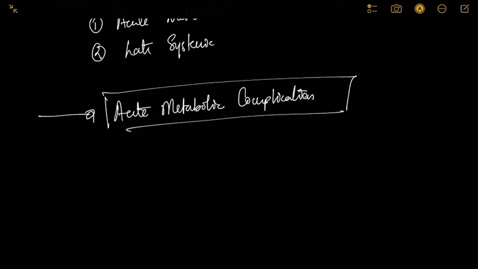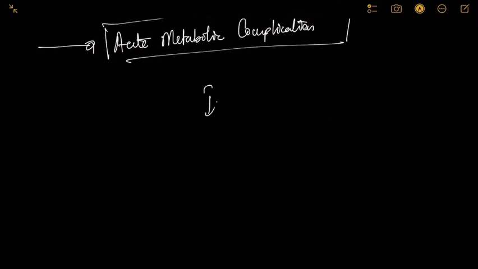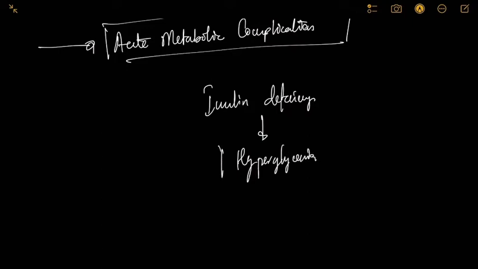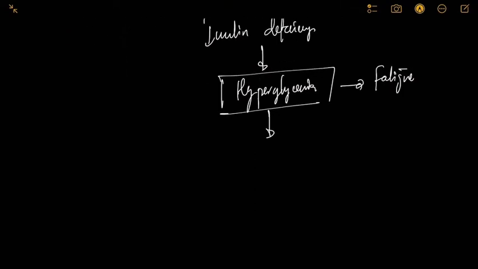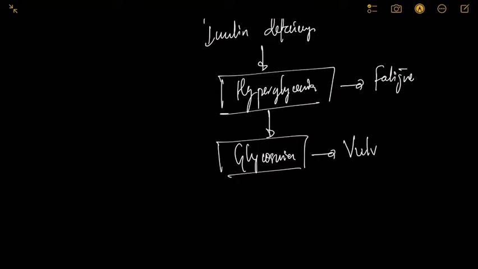All right, so what happens initially is that there is insulin deficiency. All right, and this we know leads to your hyperglycemia. Yeah, that is your increase in blood glucose levels. So hyperglycemia leads to fatigue. All right, that is weakness. And then there's your glycosuria. All right, that is glucose in the urine. Now glycosuria usually leads to your vulvitis.